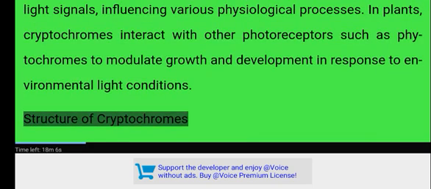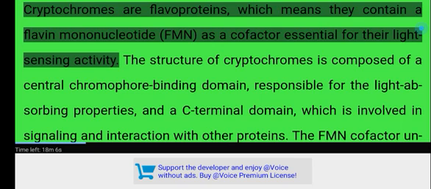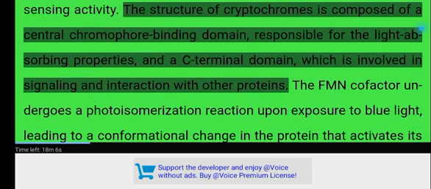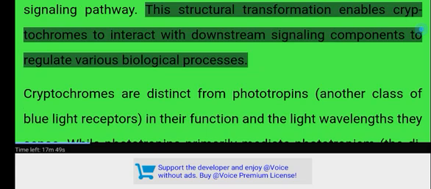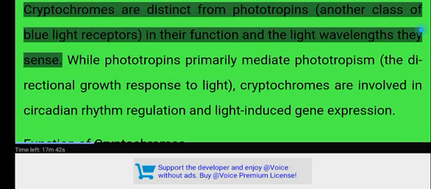Structure of cryptochromes. Cryptochromes are flavoproteins, which means they contain a flavin mononucleotide, FMN, as a cofactor essential for their light-sensing activity. The structure of cryptochromes is composed of a central chromophore binding domain, responsible for the light-absorbing properties, and a C-terminal domain, which is involved in signaling and interaction with other proteins. The FMN cofactor undergoes a photoreduction reaction upon exposure to blue light, leading to a conformational change in the protein that activates its signaling pathway. This structural transformation enables cryptochromes to interact with downstream signaling components to regulate various biological processes.